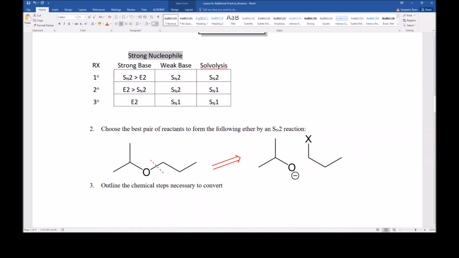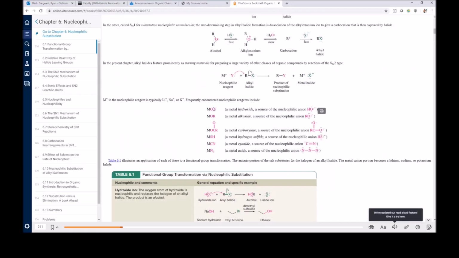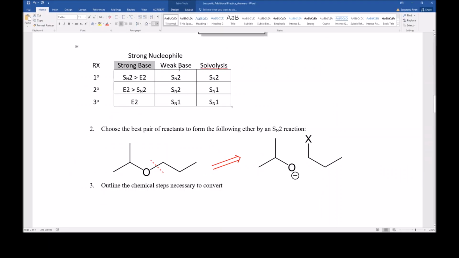The only strong nucleophile, strong bases that you need to worry about are the alkoxide ones, the metal alkoxide, hydroxide, methoxide, ethoxide, etc. The rest of those that we're going to see on this chart out of your book are all weak bases. And so if it is a strong nucleophile, weak base and it's a secondary alkyl halide, then we expect the chemistry to be Sn2.